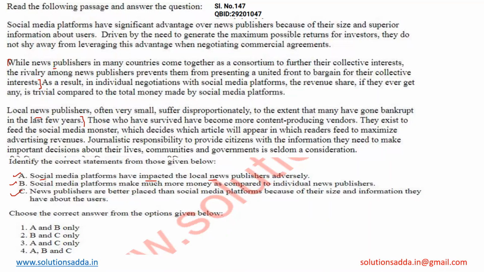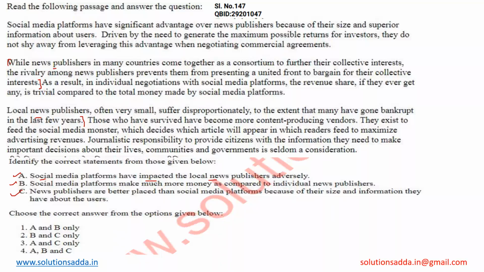Because every news we see on the social media platform nowadays, we connect with our friends, we even share the information on the social media platform, and we read the latest trend or latest information about what is going on in the country. We may see everything on social media nowadays. So yes, social media platforms have some impact on the local news publishers adversely.